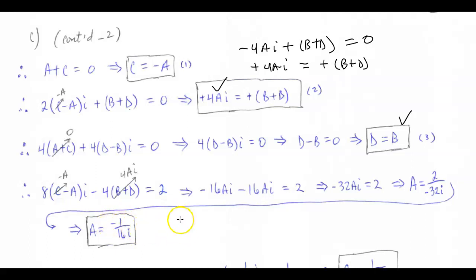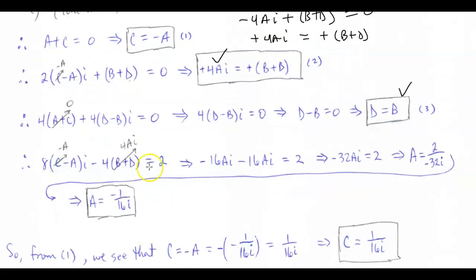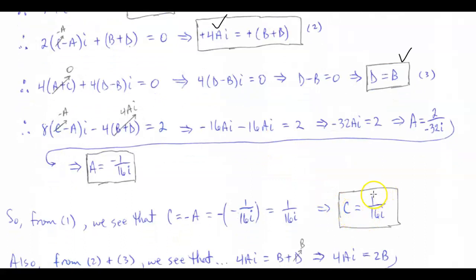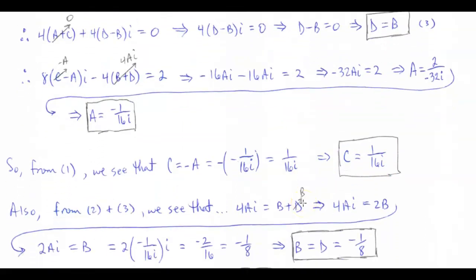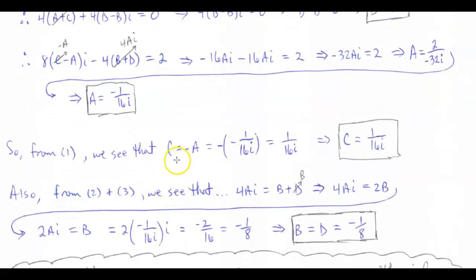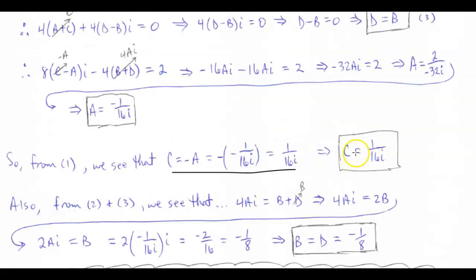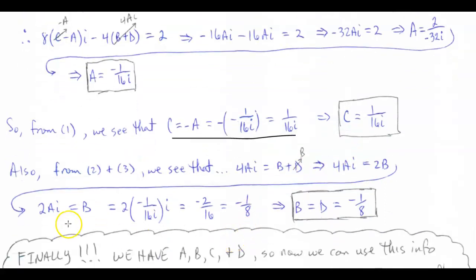Okay. So now that I know that a is negative 1 over 16i, since c is the negative of a, we know that's going to be a positive 1 over 16 minus positive 1 divided by 16i. And then we do our back substitution here. Because we know b is equal to d, we saw that here, we could solve for b. 4ai is equal to 2b because we got b plus b. Then that means that 2ai is equal to b.